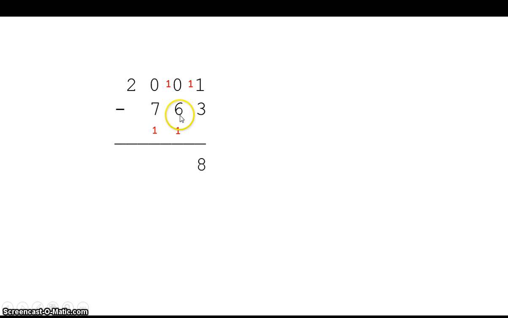10 tens minus 6 tens is 4 tens. 4 tens minus 1 ten is 3 tens. So in other words, I took 10 minus 6, which is 4, minus 1 is 3. And I am now done with the tens column.